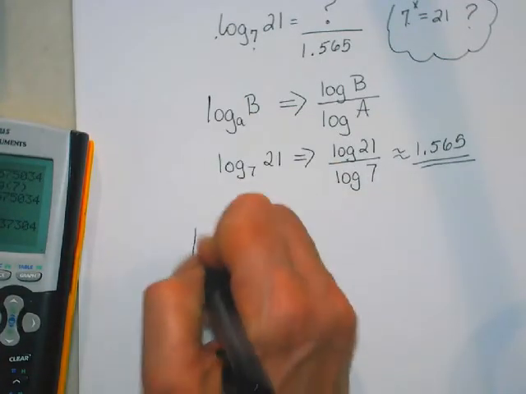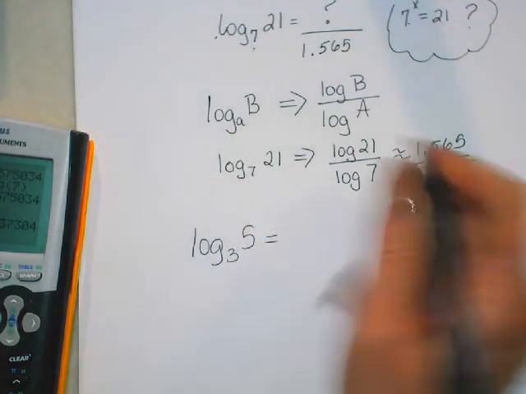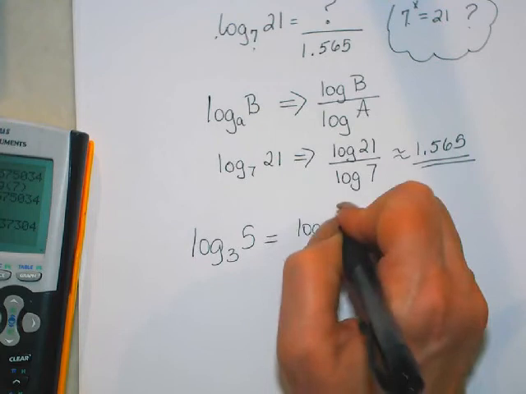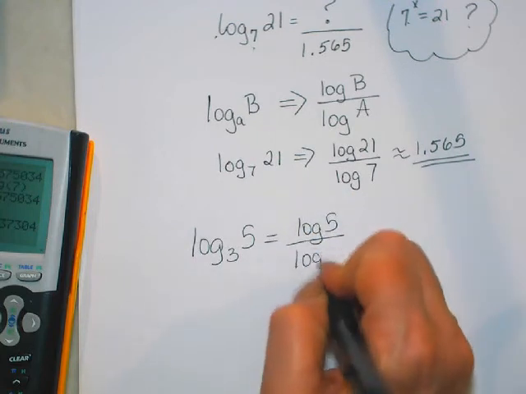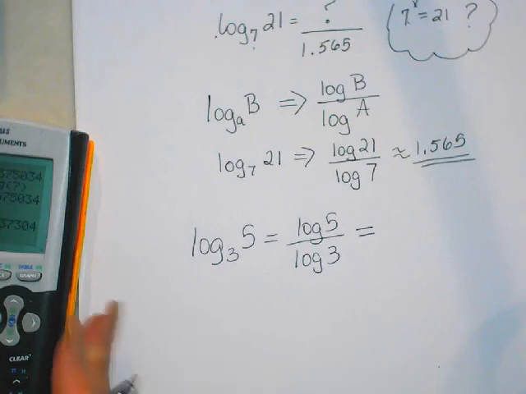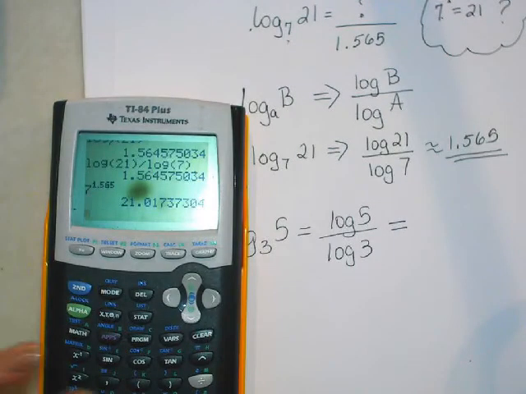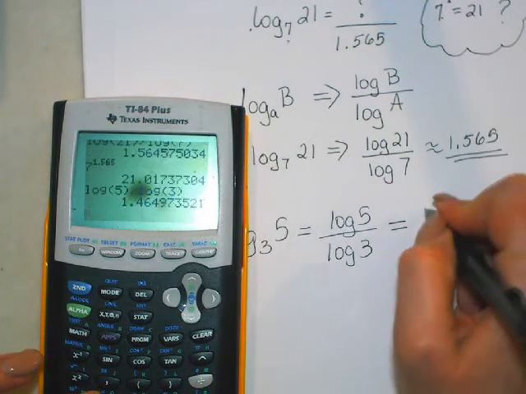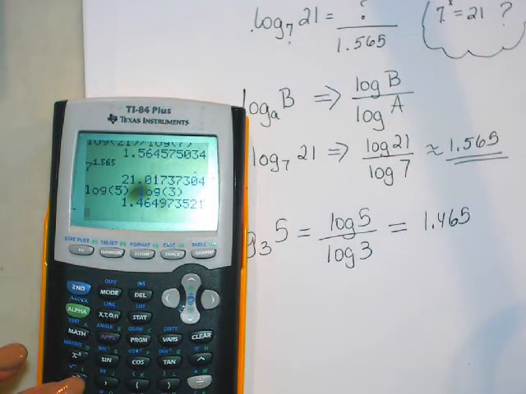Again, I'll show it to you one more time. Log base 3 of 5. You're just going to rewrite it as the log base 10 of 5. Remember, we never write base 10. Over log base 10 of 3. Go to your calculator. And you're going to hit log of 5, close your parentheses, divided by log of 3, close your parentheses, and you're going to get 1.465.